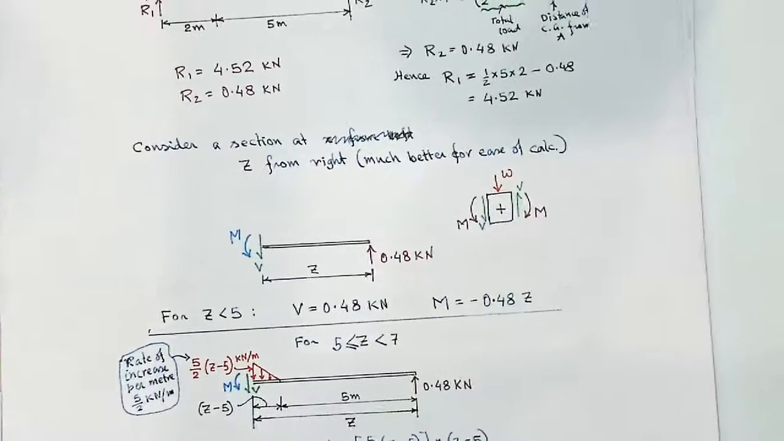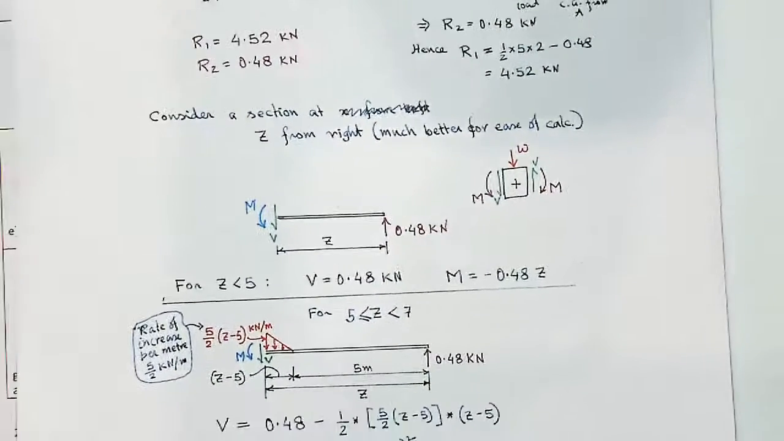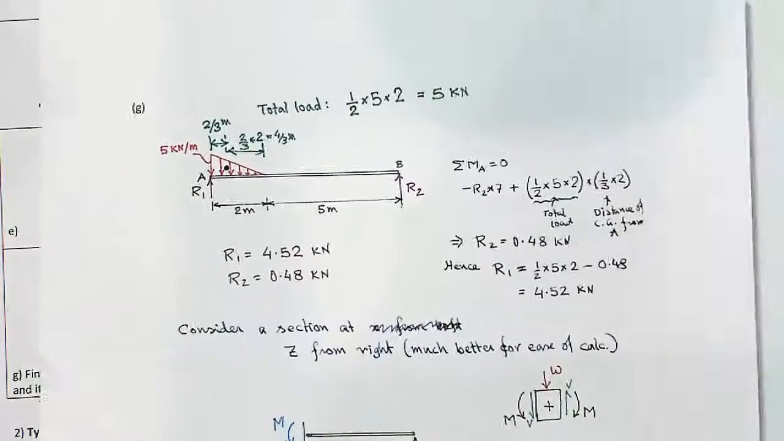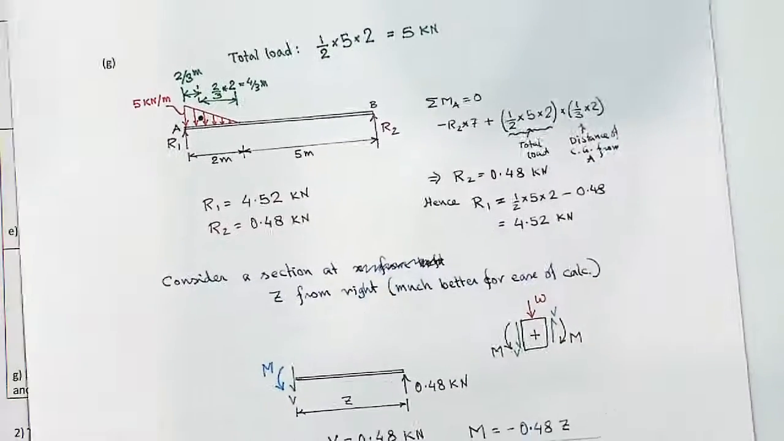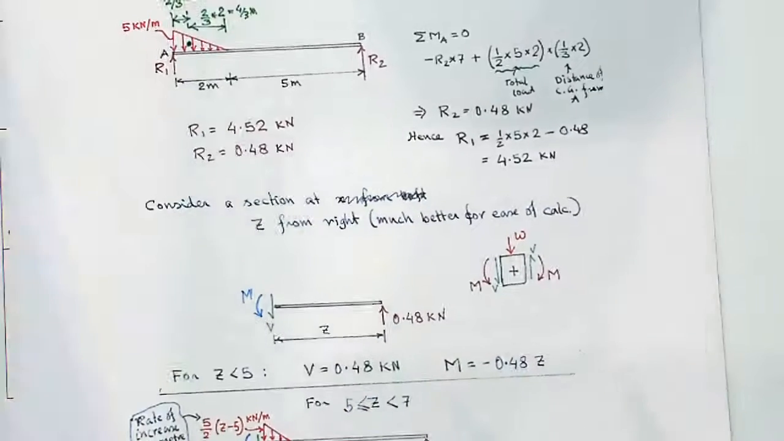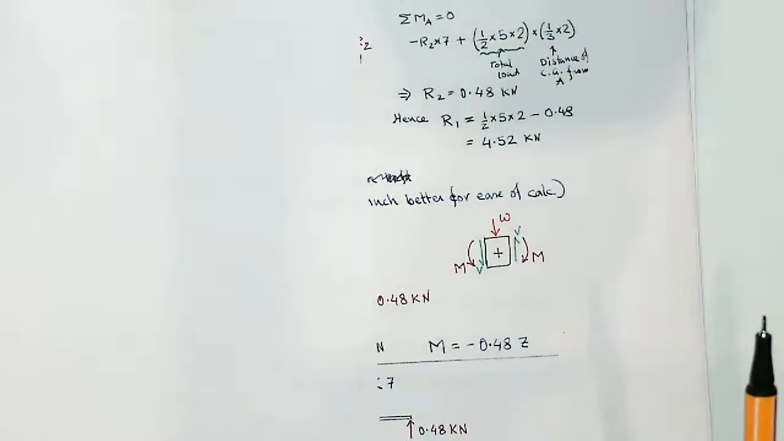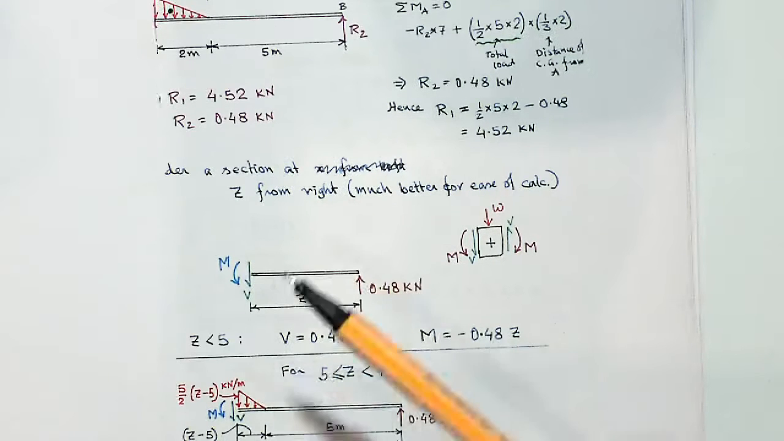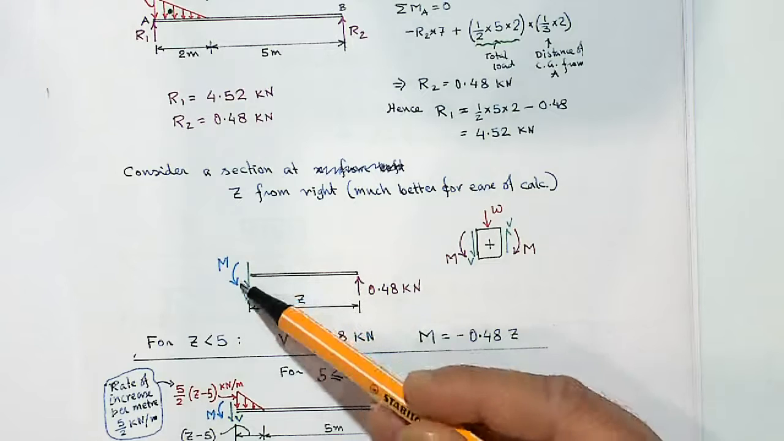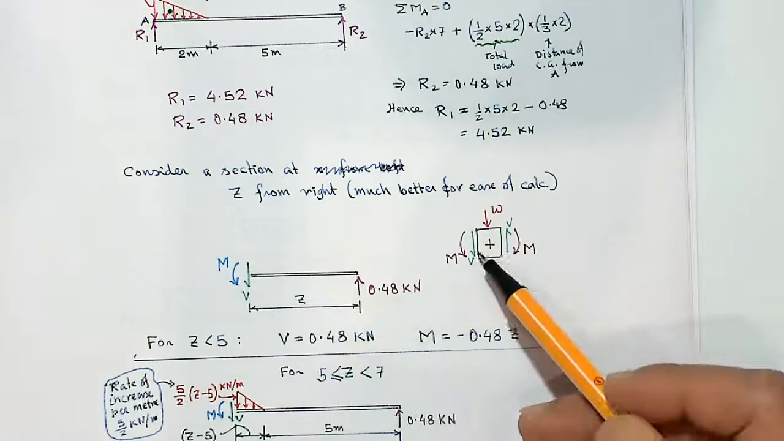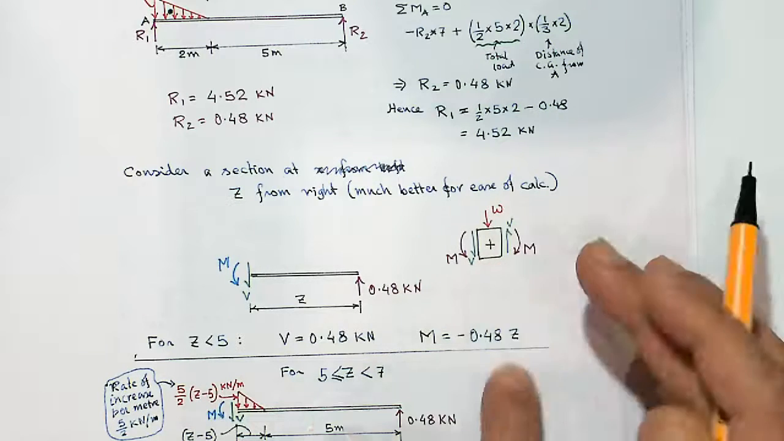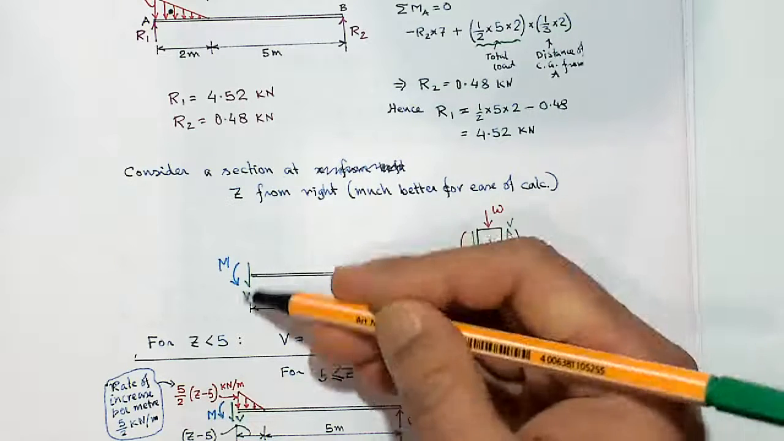The bending moment diagram and the shear force diagram. If Z is less than 5, I could approach from the left or the right. In this case I'll take a distance Z, rather than X, from the right hand side. If I make a cut, I will have a shear force and bending moment at the cut location, and you have to use the same direction as your sign convention. So it is going downward and up.